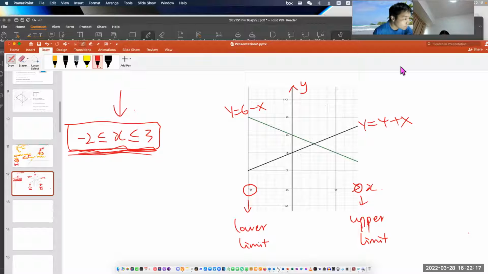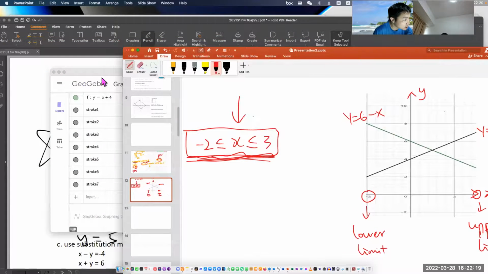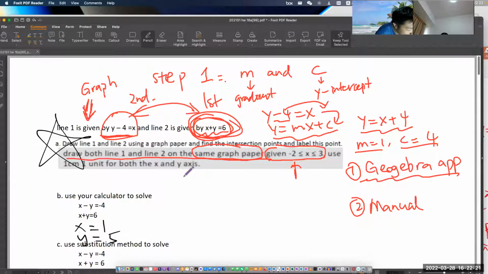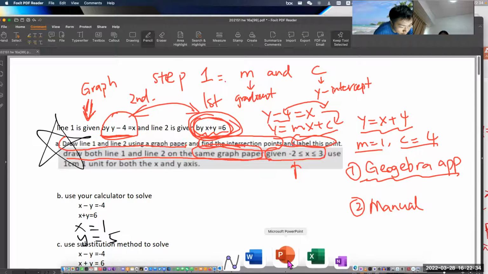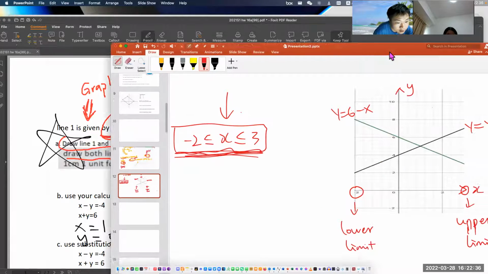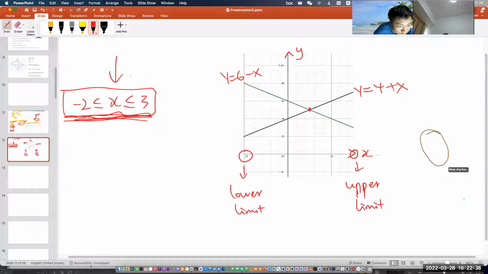Okay. So next, what does the question ask? The question asks you to draw line 1 and line 2 using graph paper. Good. Find the intersection point and then label this point. So if you look at it, where's the intersection point? Ah, this is the intersection point. Can you see this is the intersection point?